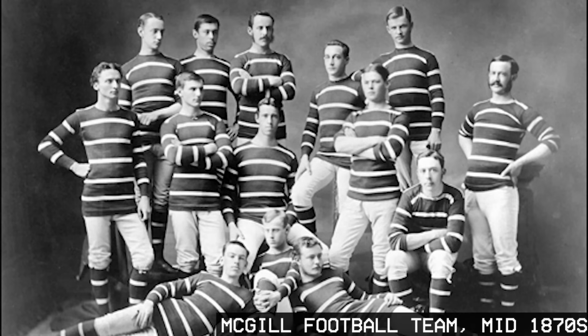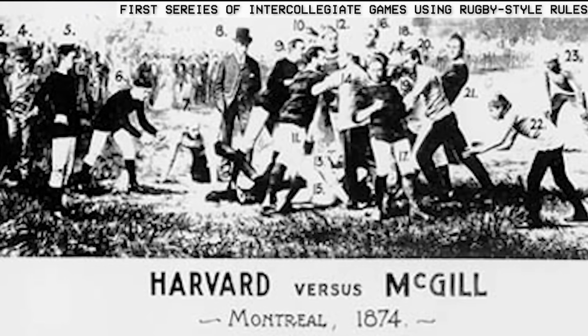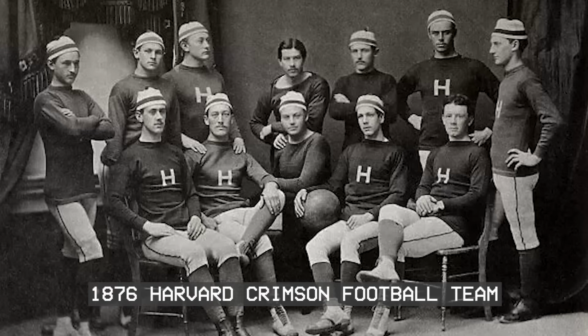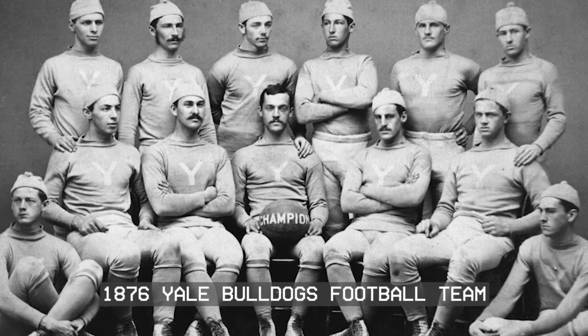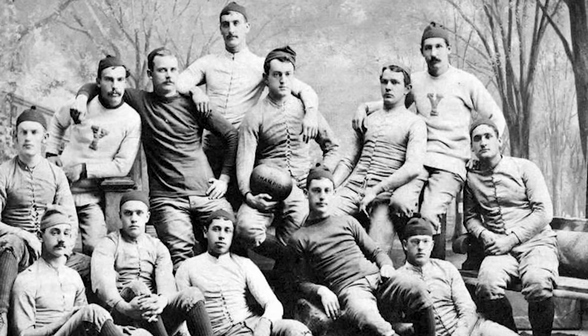McGill University in Montreal was the first North American school to base their rules on rugby rules, which had been brought to Canada by British soldiers. Harvard University's football team then learned this version of football during a series of matches between the two schools in 1874. Rugby-style football soon spread to other universities, including Princeton, Yale, Tufts, Columbia, and the University of Michigan, and quickly became the most popular form of football in the United States.